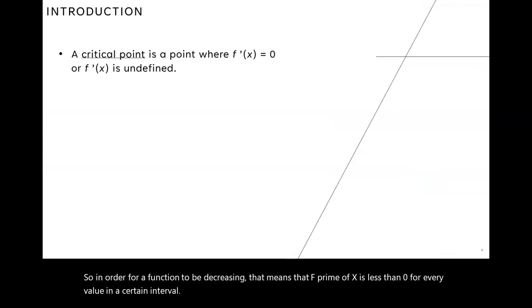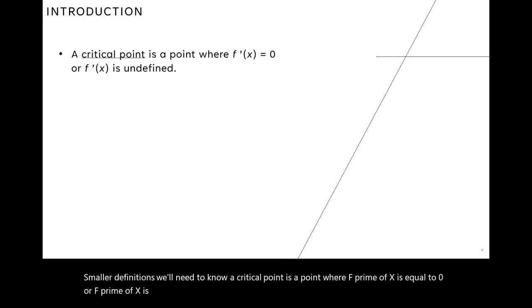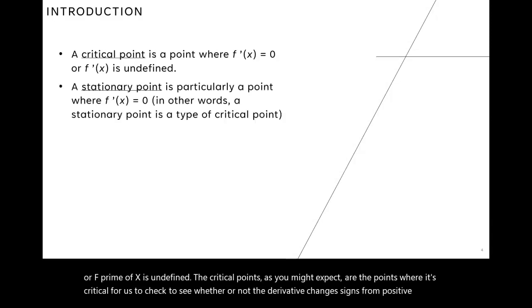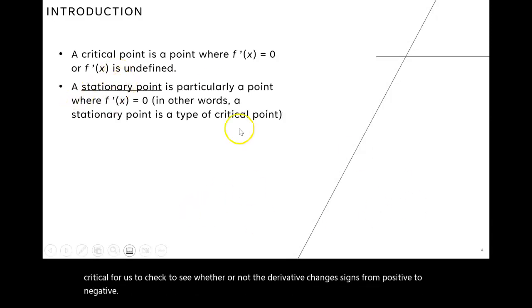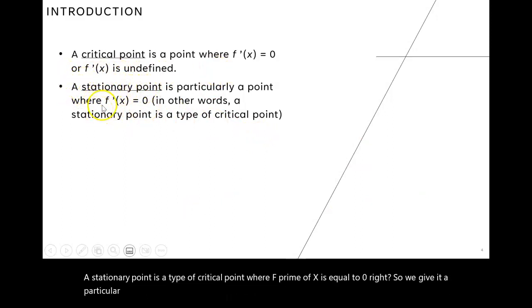Some other definitions we'll need to know. A critical point is a point where f prime of x is equal to 0 or f prime of x is undefined. The critical points, as you might expect, are the points where it's critical for us to check to see whether or not the derivative changes signs from positive to negative. A stationary point is a type of critical point where f prime of x is equal to 0. We give it a particular name just because it's a point that indicates where the derivative is stopping. It's stationary for a moment, so the derivative is 0.